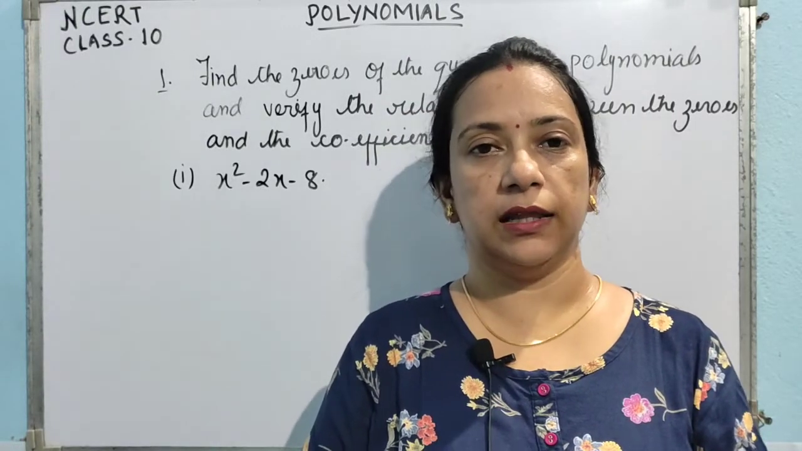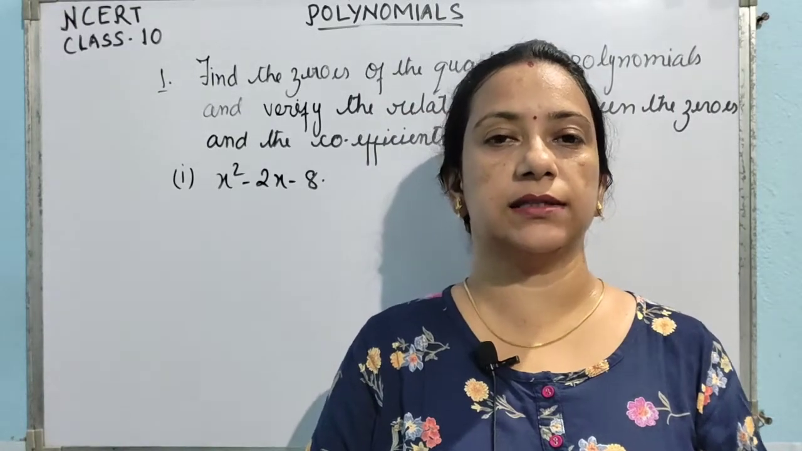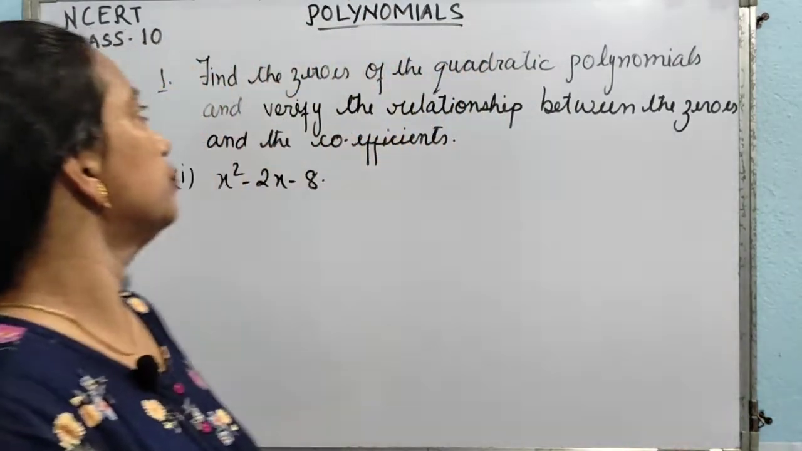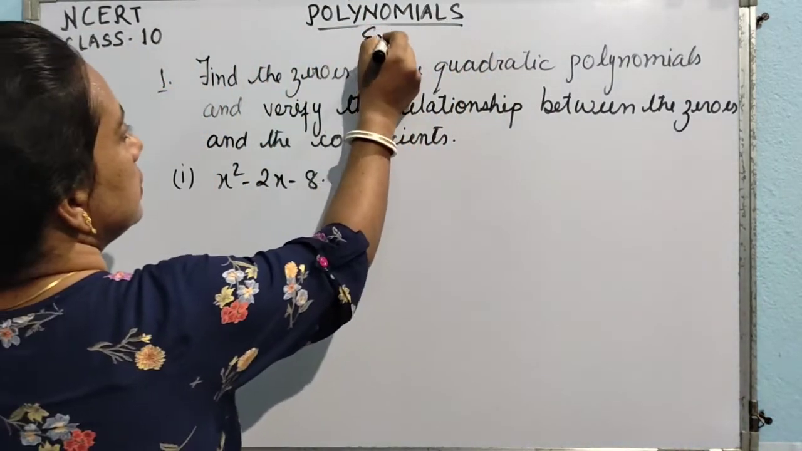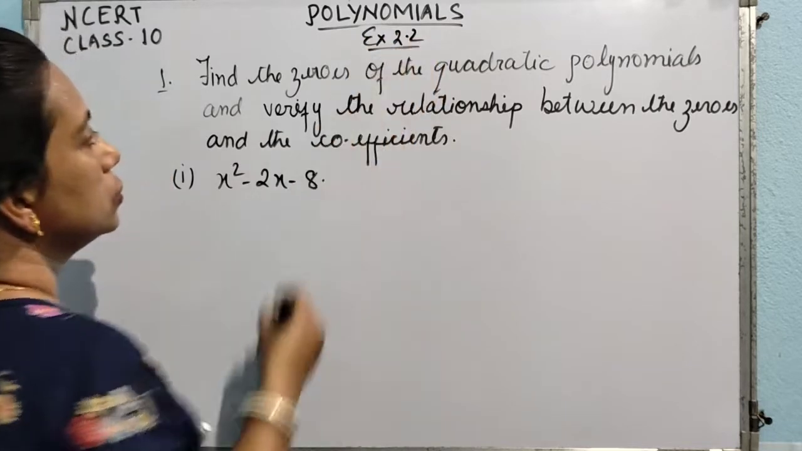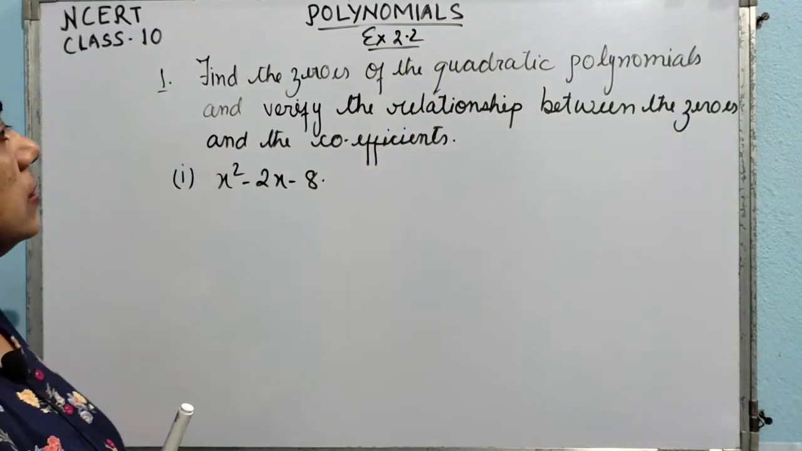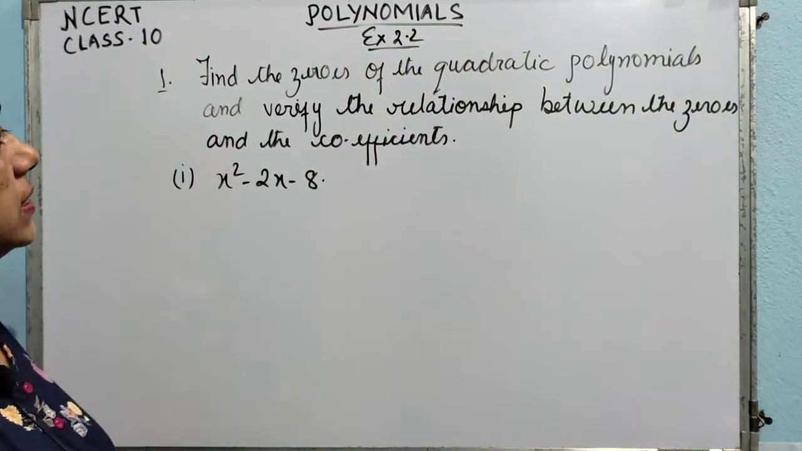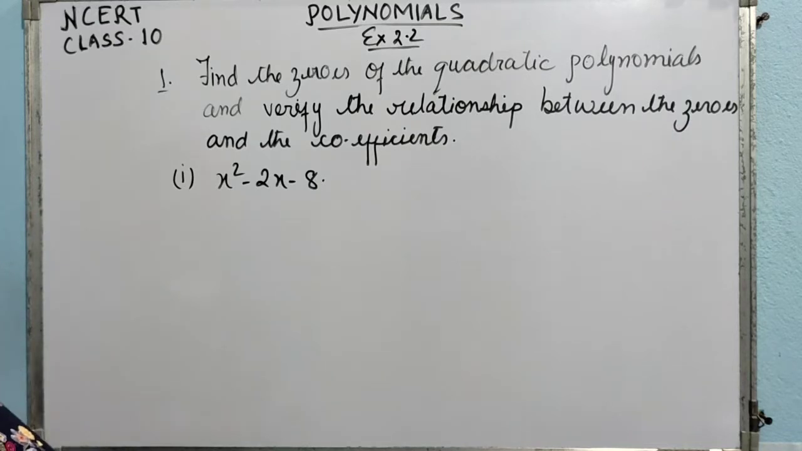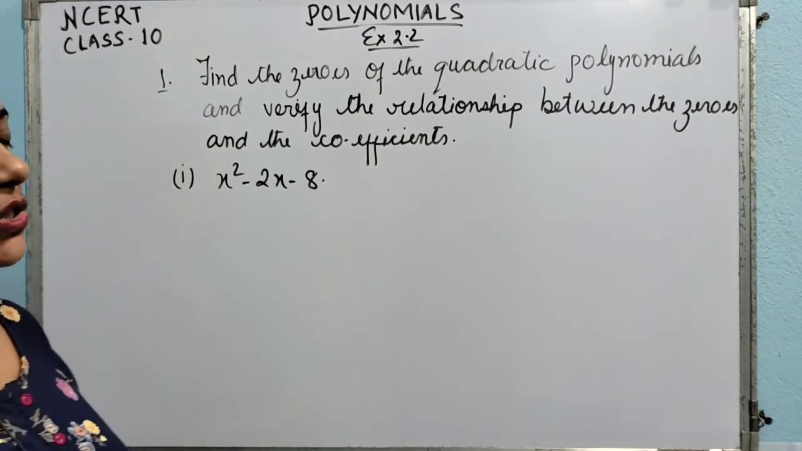Hello students, in this video I will be discussing exercise 2.2. This is exercise 2.2. So the first question is, find the zeros of the quadratic polynomials and verify the relationship between the zeros and the coefficients.